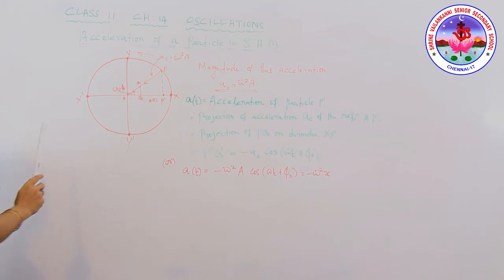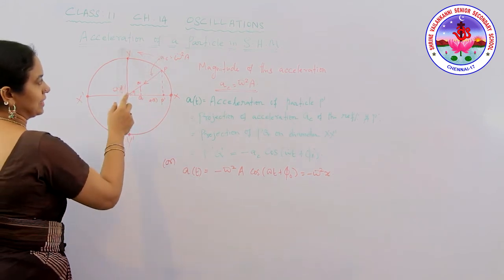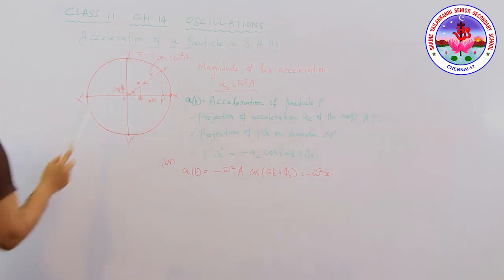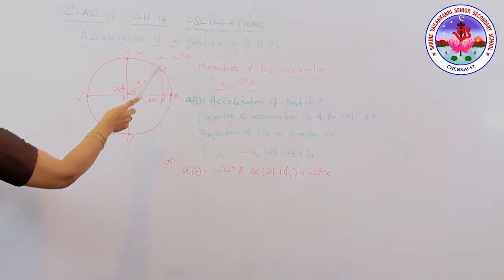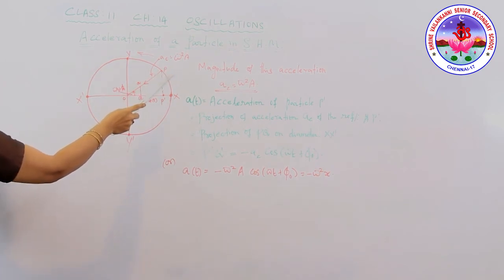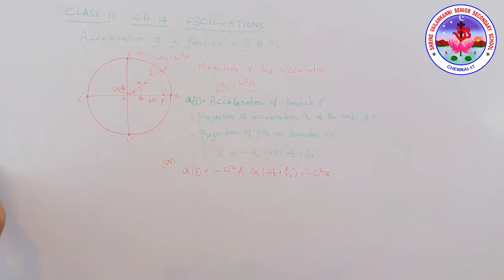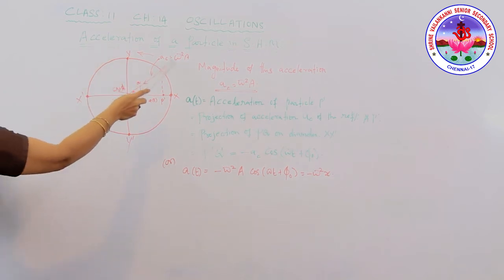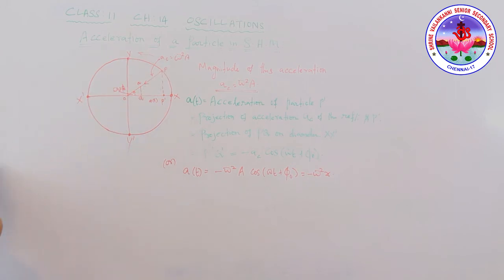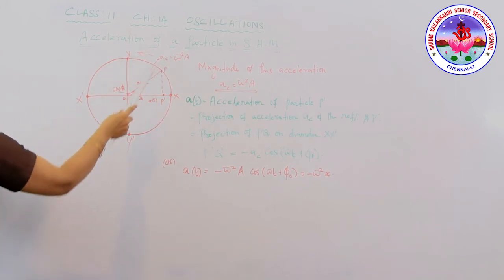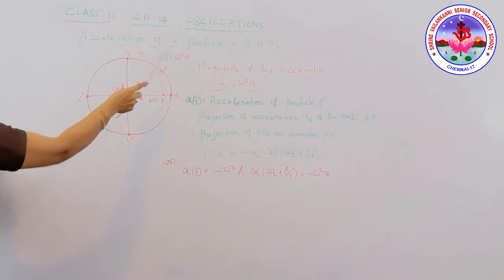If you have understood velocity, it is very easy to understand acceleration. Notice the diagram. P is the particle which is moving with uniform angular speed omega in a circle of radius a. Now, the particle has centripetal acceleration AC, which is acting radially towards the center, children.